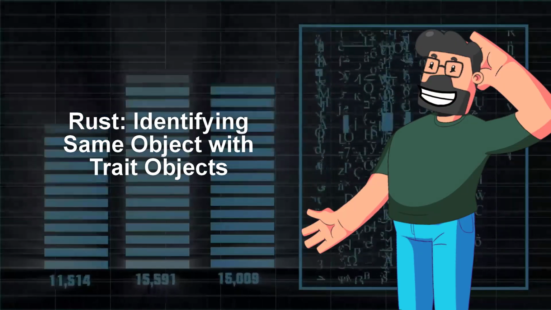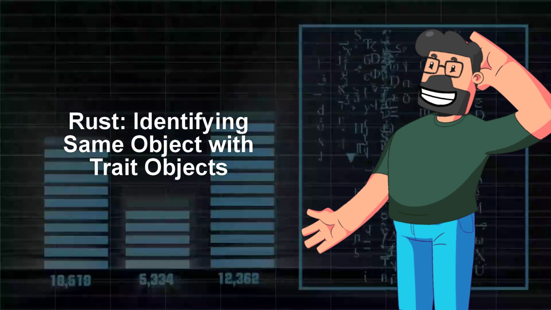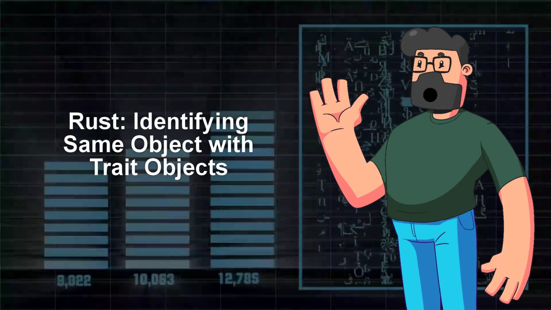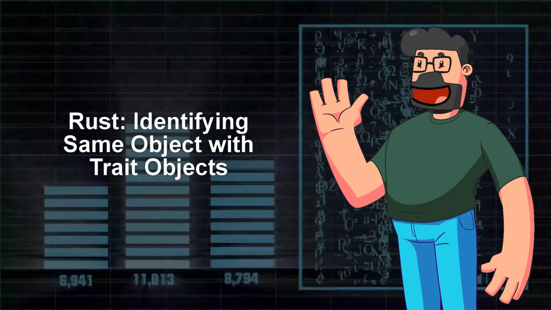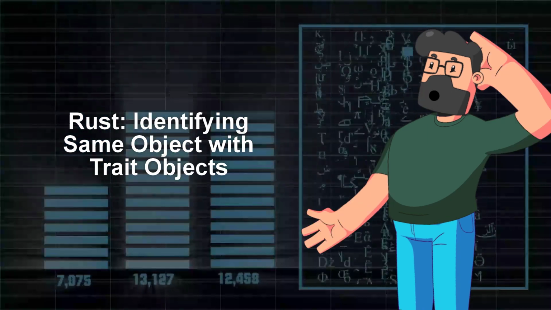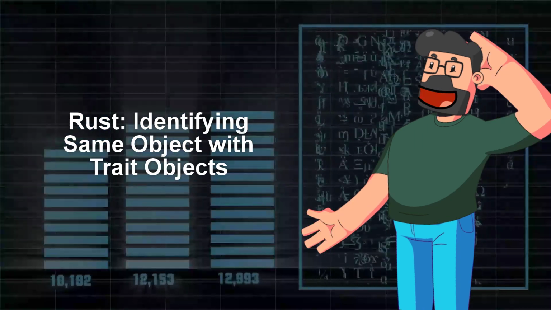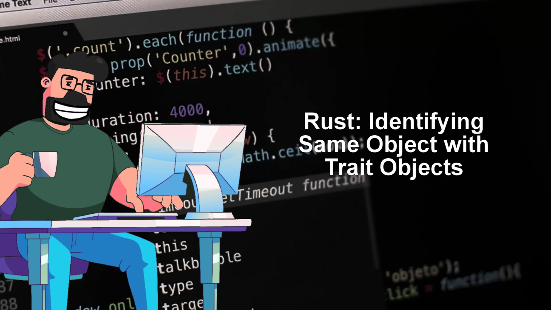Today we're diving into an interesting problem that can arise when working with traits in Rust. The problem we're tackling involves determining if two dyn Node references actually point to the same object. This can be tricky due to the nature of fat pointers in Rust, which consist of a base address and a vtable address. Now, let's delve into the solution that has been proposed for this problem.